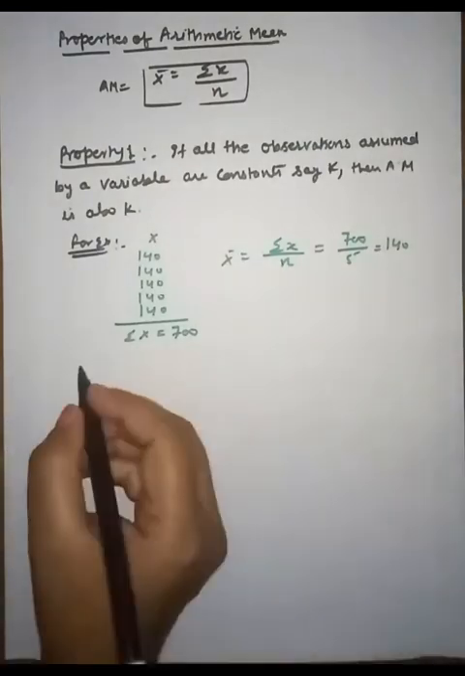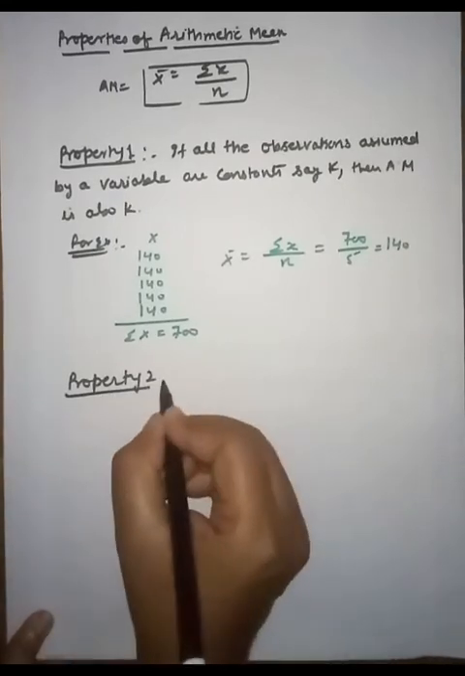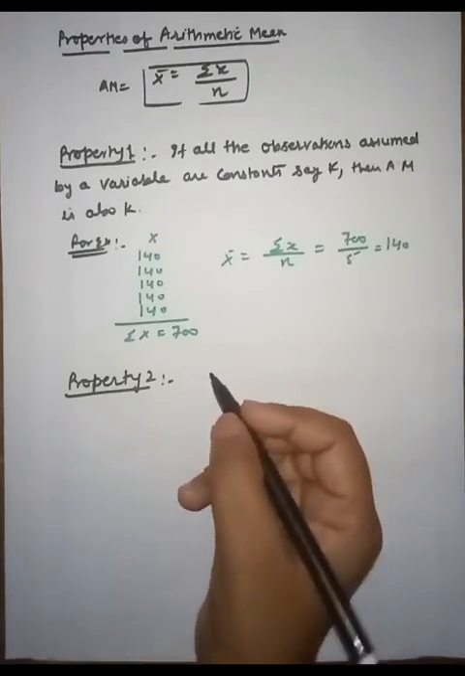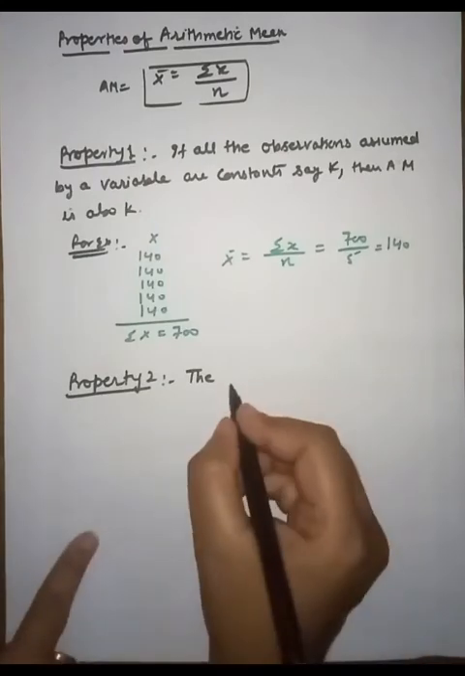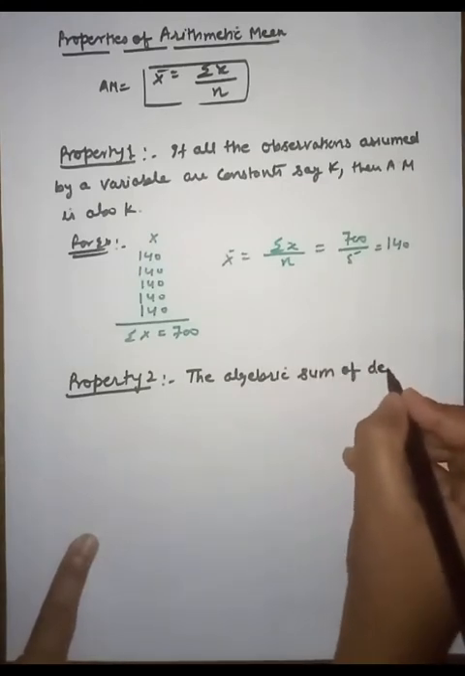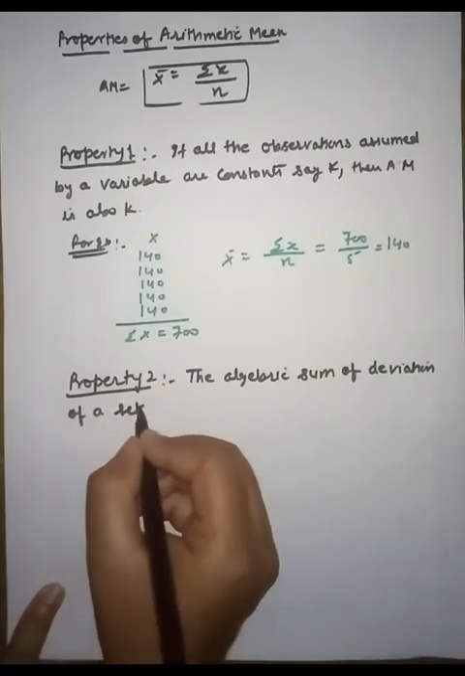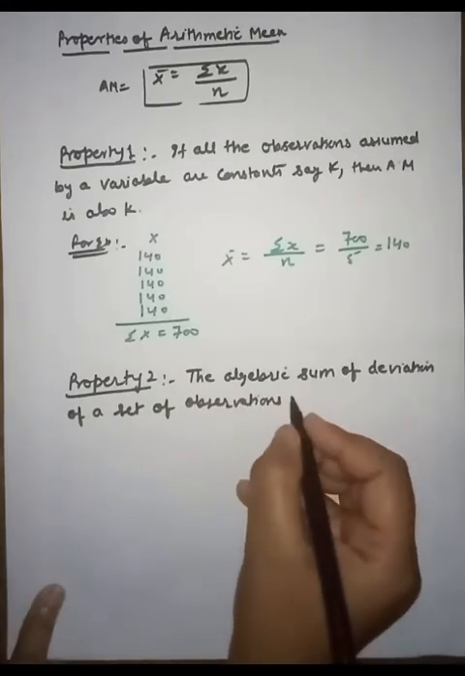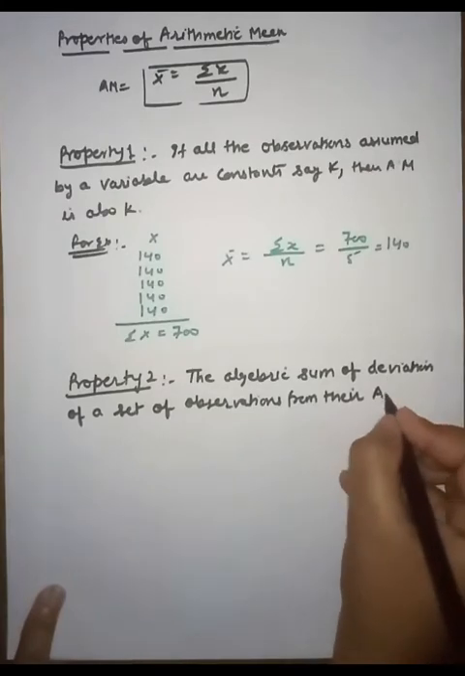Second one, property second. So property second is, friends, the algebraic sum of deviations of a set of observations from their arithmetic mean is 0.